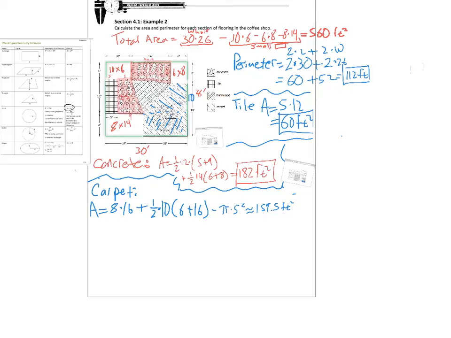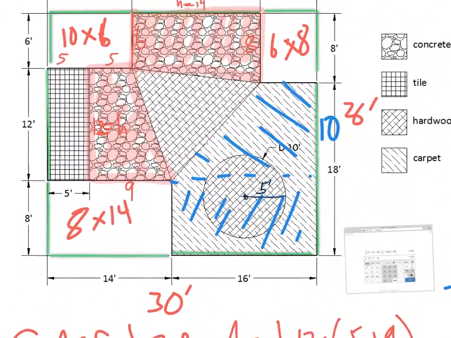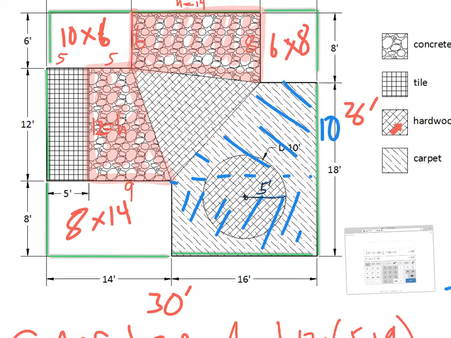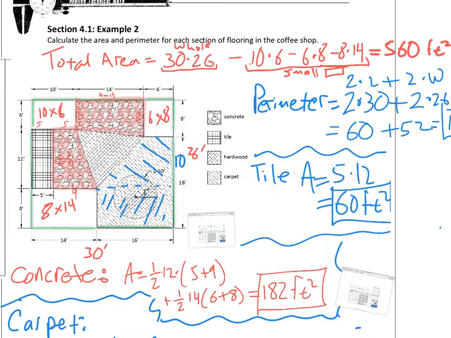So, that's the carpet. Now, the last thing we have here is the hardwood. The hardwood is this circle plus this triangle. Well, we found the area of this circle. This triangle is going to be a little more challenging, but actually we don't need to find them individually because we found everything. We found the total area, right? What's our total area? Total area was 560 square feet. We found all the other shapes.